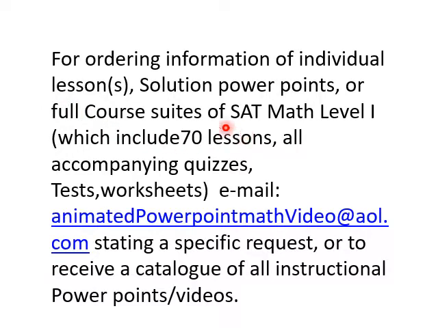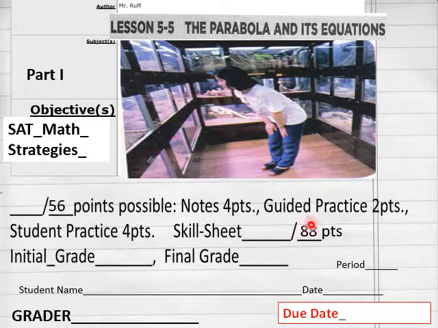Hello everybody, we're getting ready to do lesson 5.5, Parabola and its equations for SAT Math Level 1 prep. There's 88 points in this lesson today about the parabola and its equations. And there's 56 points to taking notes for it, and then 88 points for the tune-up that comes after this lesson today.